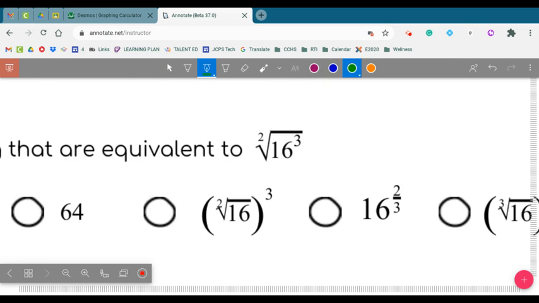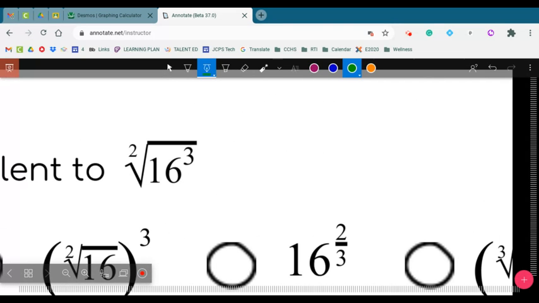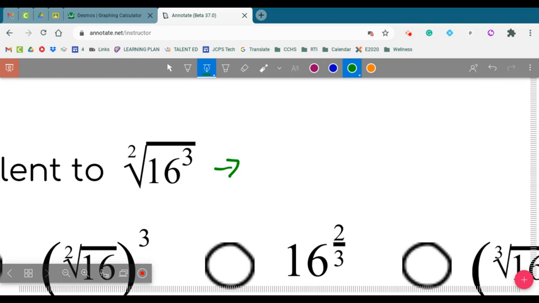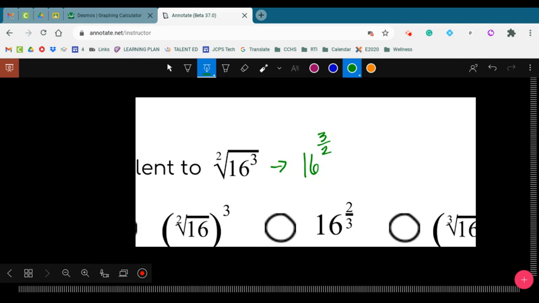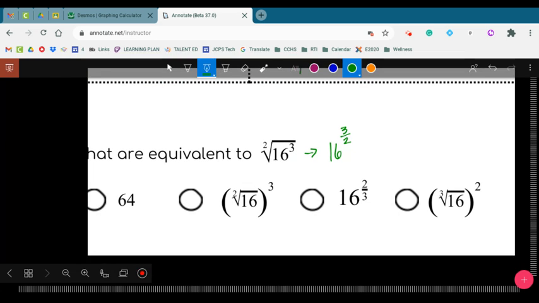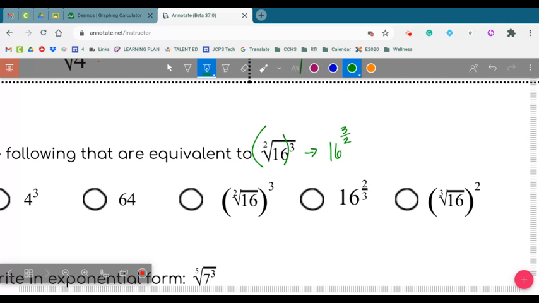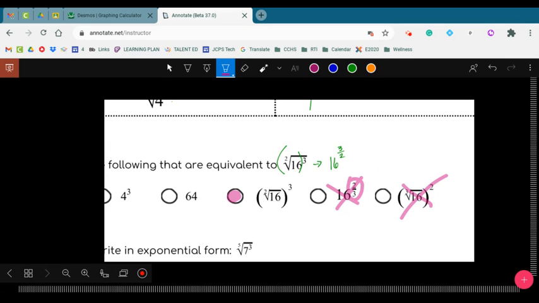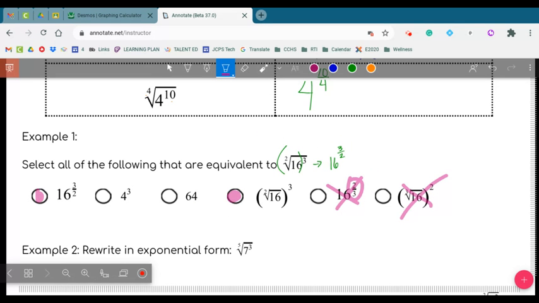Okay, we got to simplify the following. So this you can write as 16 to the 3 over 2. And you could also pull that 3 to the outside. Oh, and some of them have it simplified. So this will be an option. That one's not, because see, those are different. That one's not. Where's the other? There's the 3 over 2.